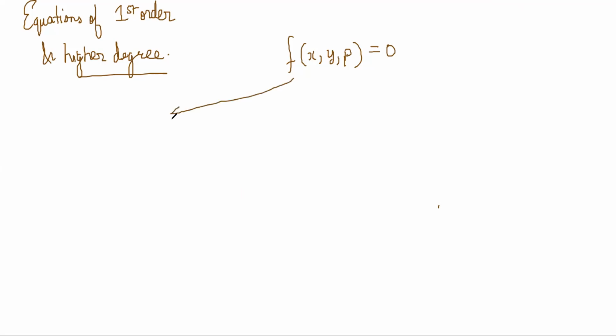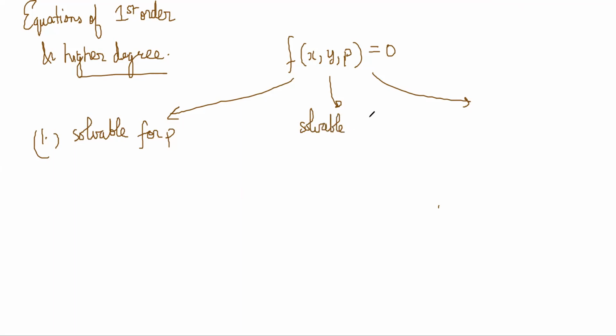Now he's classifying it into 3 types. One is solvable for p, solvable for x, and solvable for y. Now if it is solvable for p, then you basically solve for it, right? So he has given an example here below, like equation solvable for p.